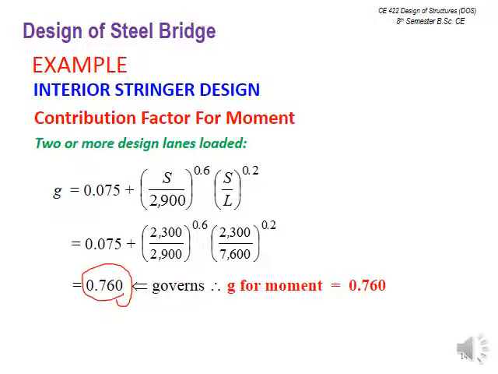Out of these two, one design lane loaded and two or more design lanes loaded, you have to finalize the governing value, the dominant, meaning larger one, and here it is 0.760, from the two or more design lanes loaded. Keep this G factor with you. As I told you, you will get four G factor values. This is the first one, for the moment, where you get the larger value for the interior stringer.